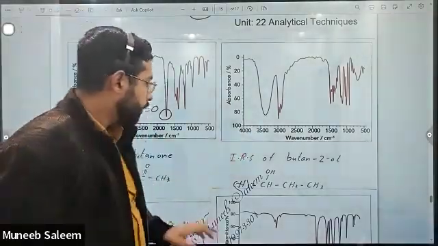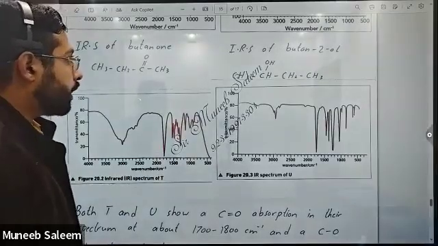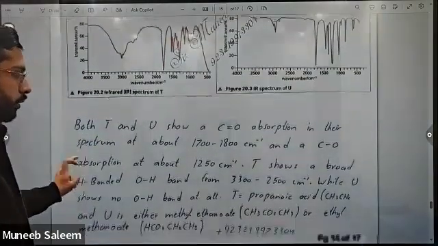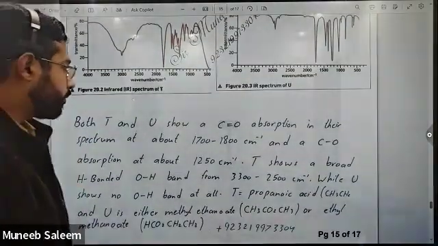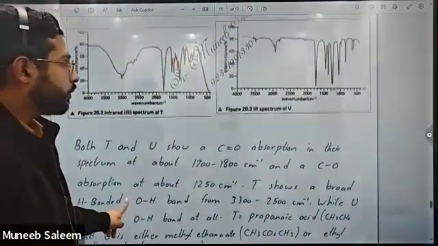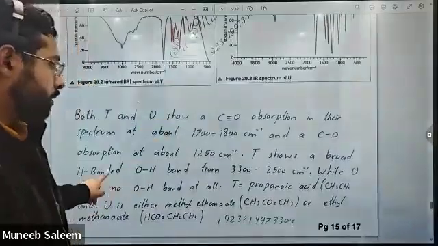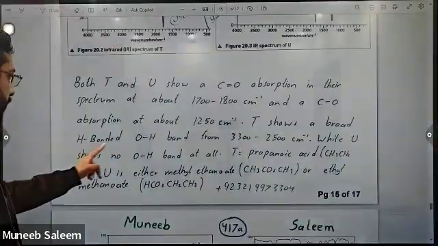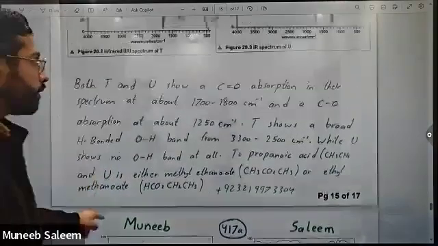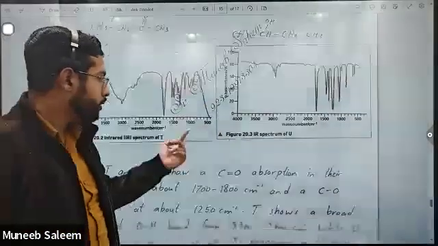And now this one, alcohol. So there are most of the IR spectra of alcohols and the carboxylic acids, and over here both T and U show a carbonyl absorption in their spectra at about 1700 to 1800 per centimeter, and a CO absorption at about 1250. So both have the same type of CO bond. T shows the broad hydrogen bond and OH bond from 3300 to 2500, while U shows no OH bond at all. So you can find a broad peak in case of T, which is not present in case of U.